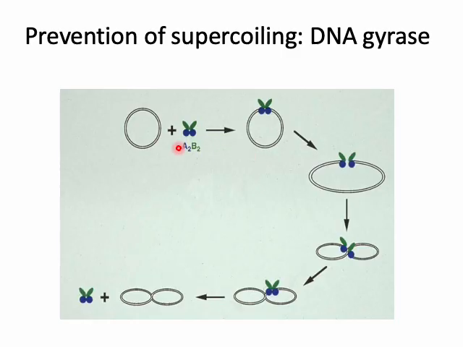Well, we have two subunits, the A subunit and the B subunit. The A is the one that cuts, and B is the one that gives energy. So as you see, it attaches to DNA, it cuts it, it turns it, and then it releases it, and then it's not supercoiled anymore.